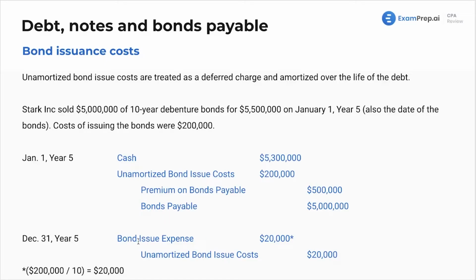At the end of the year, we are going to amortize this expense over the 10 years. We do bond issue expense and reduce the unamortized bond issue costs. Just another process, another thing you might see, a little less common than some of the other things. Premium discounts, really want you to get those down and you'll be good to go.